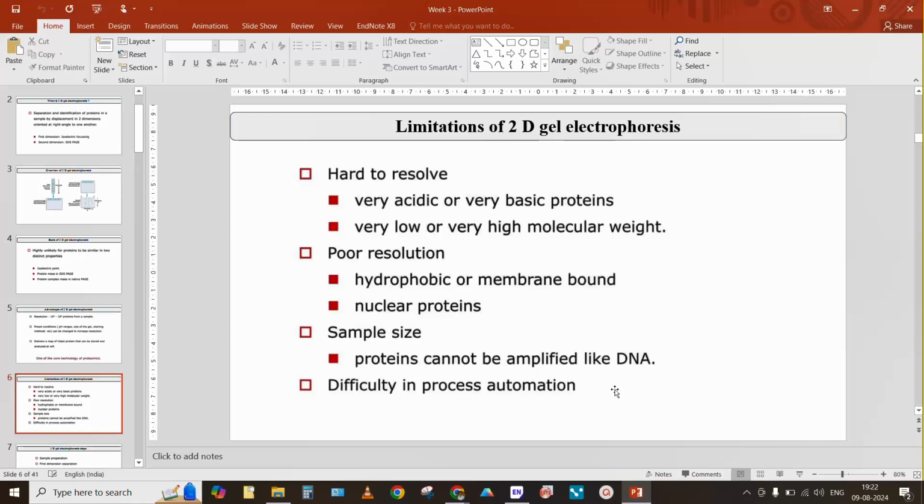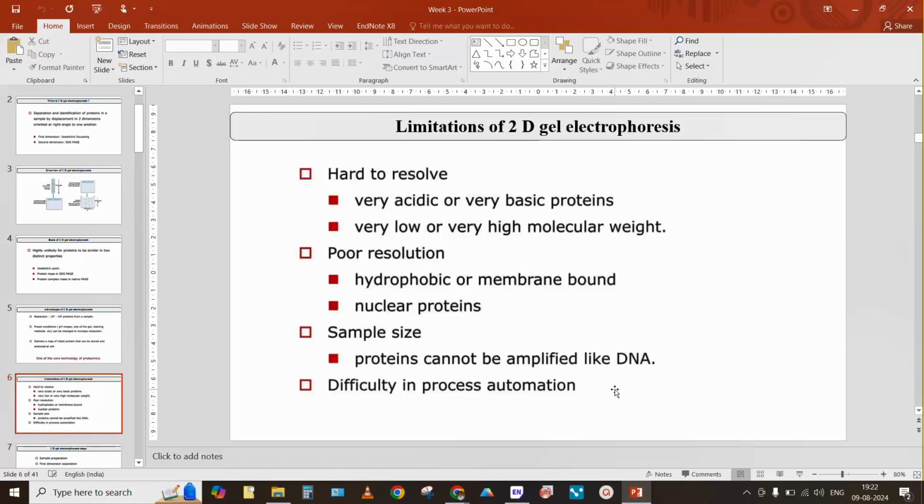While 2D gel electrophoresis is a powerful technique, it has several limitations as well that can affect its applicability and effectiveness in certain situations. As you can see, it has poor resolution and sample size issues. The resolution is both an advantage and a limitation. So we'll cover them one by one. Protein cannot be amplified like DNA, and there are some automation process difficulties as well.